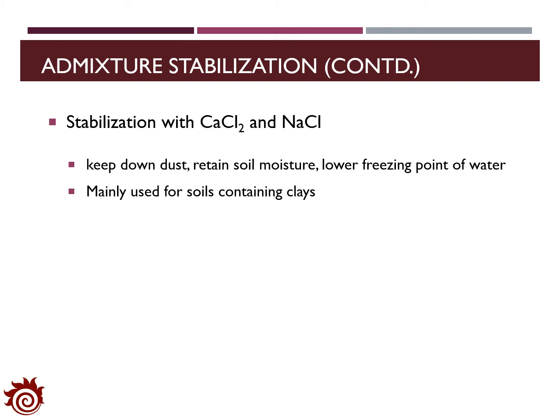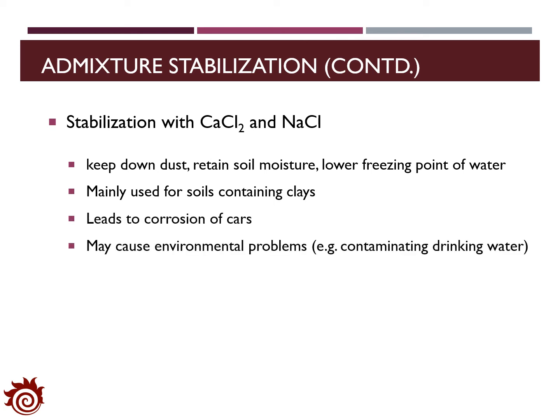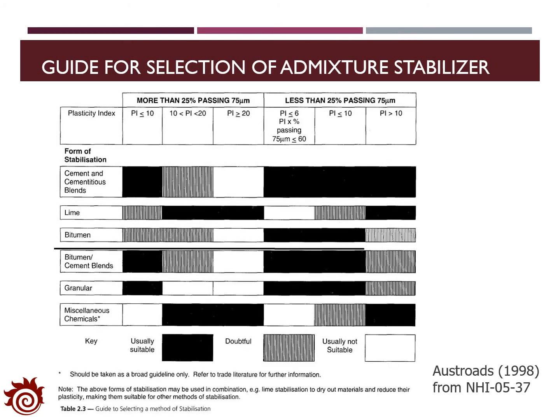Usually, chemical stabilization is applied for soils with clays. It has a lot of advantages, but the drawback of this method is also very obvious. This method can lead to corrosion of car tires and also cause some environmental problems such as contaminating drinking water. The figure here shows the guideline for the selection of admixture stabilization for each type of soil.